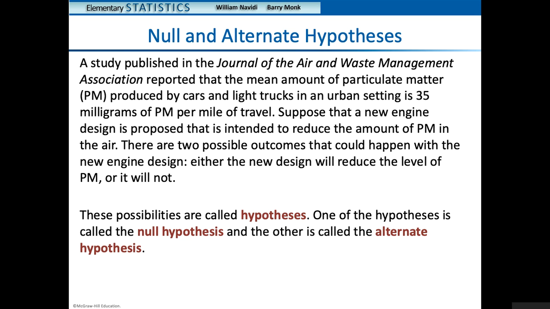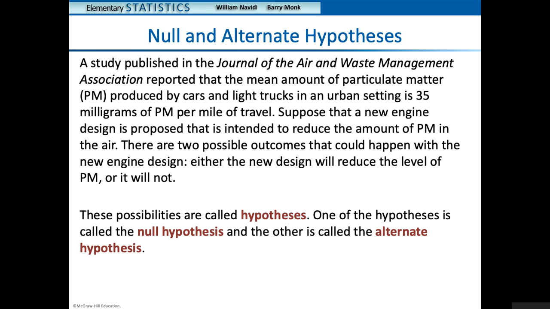A study published in the Journal of the Air and Waste Management Association reported that the mean amount of particulate matter produced by cars and light trucks in an urban setting is 35 milligrams of particulate matter per mile of travel. Suppose that a new engine design is proposed that is intended to reduce the amount of particulate matter in the air. There are two possible outcomes that could happen with the new engine design. Either the new engine design will reduce the level of particulate matter or it will not. Right? These two possibilities are called hypotheses.